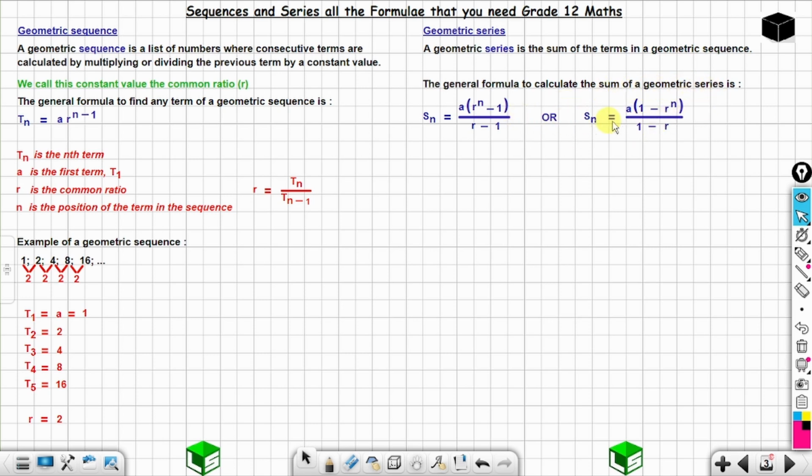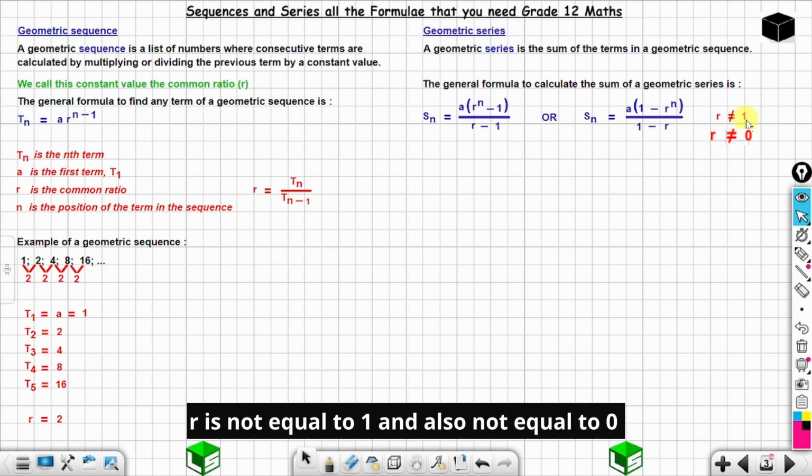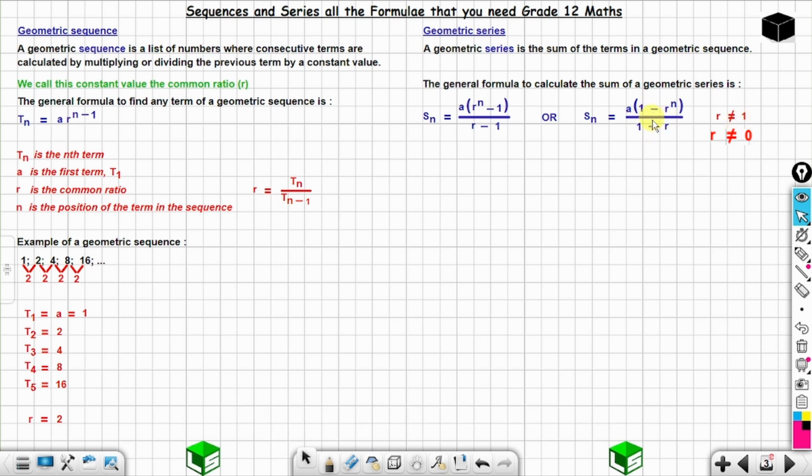The common ratio R is not equal to 1. If R is equal to 1, you are going to have 1 minus 1, so you have division by 0, and division by 0 is undefined. So R is not equal to 1. You understand.